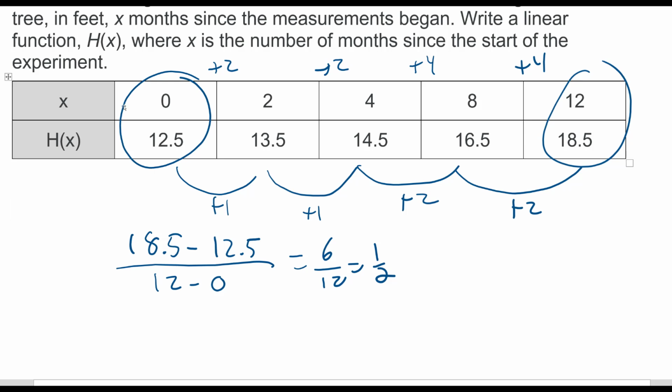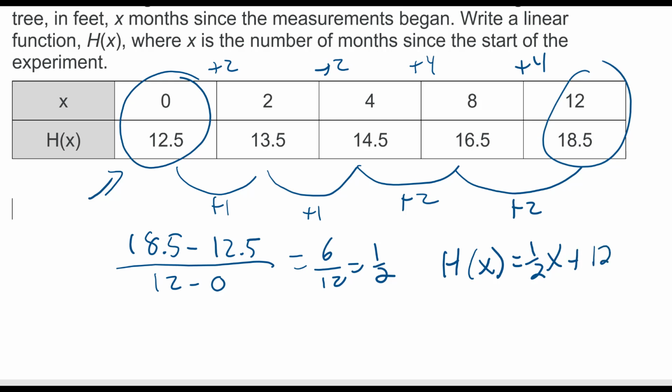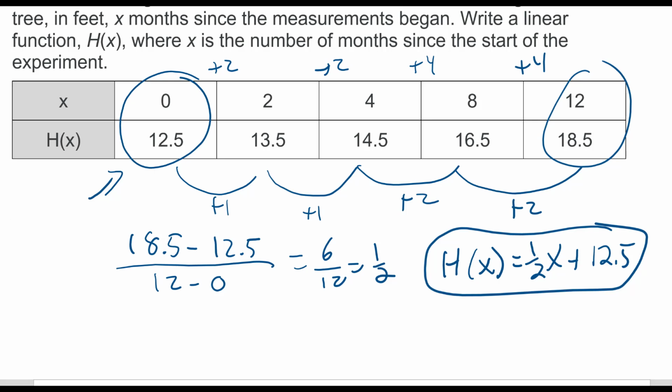And we have this information for our y-intercept. So it's y equals 1/2, or no, we're doing h. H of x is 1/2 of x, the number of months, plus the initial height of 12.5. And I think that would be it. Okay. Now you can do the homework for 2.1.